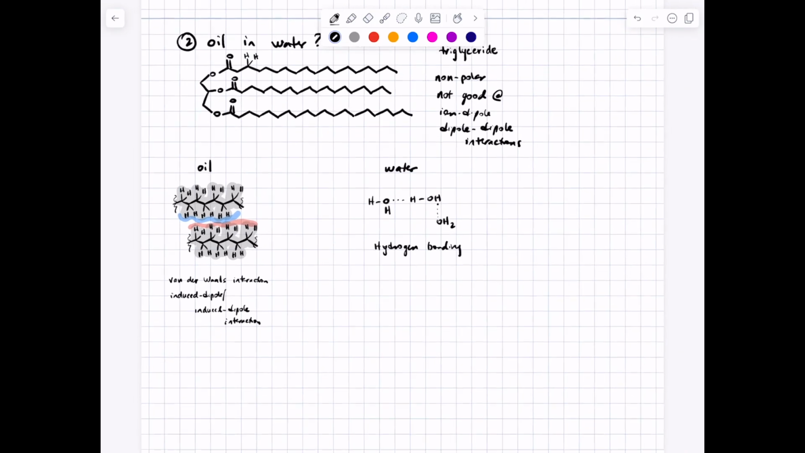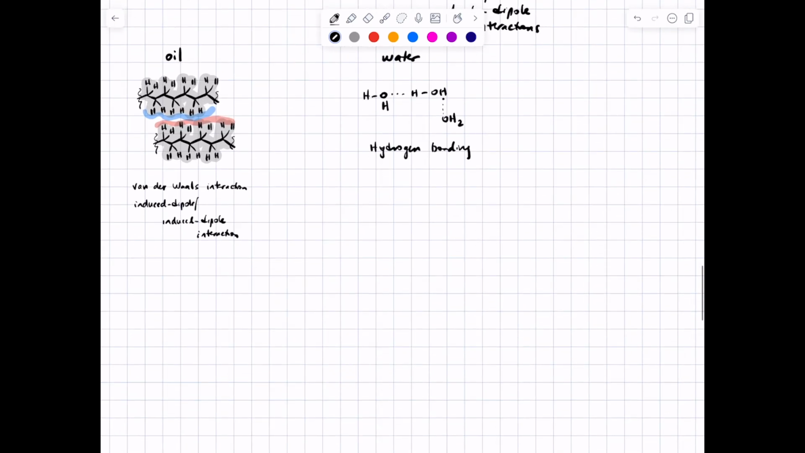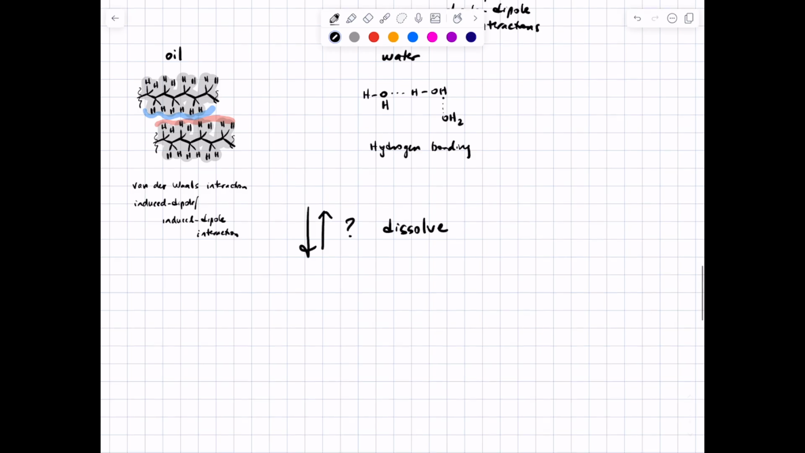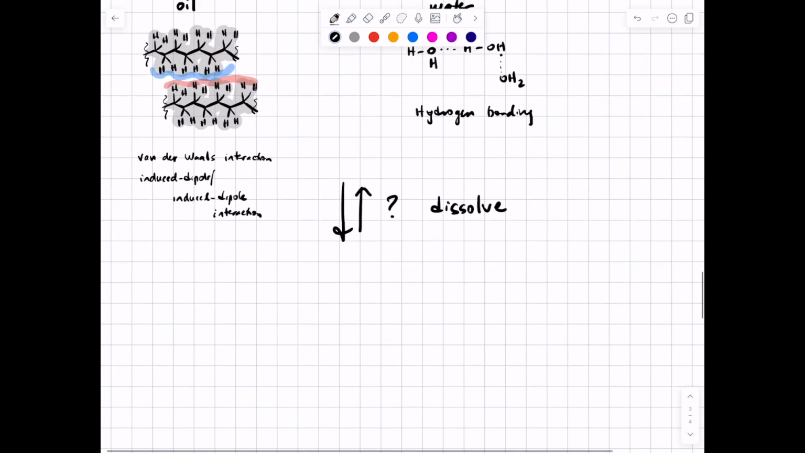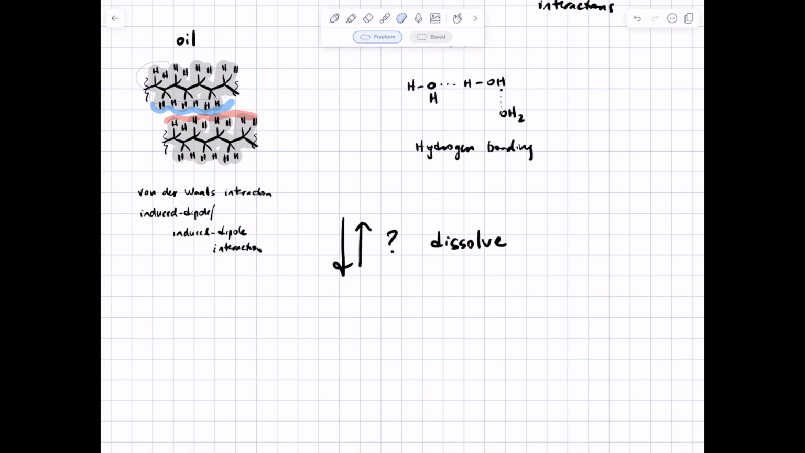All right, now let's consider what would happen if we were to dissolve a single oil molecule in water, okay? So I'm going to just copy one of these oil molecules.